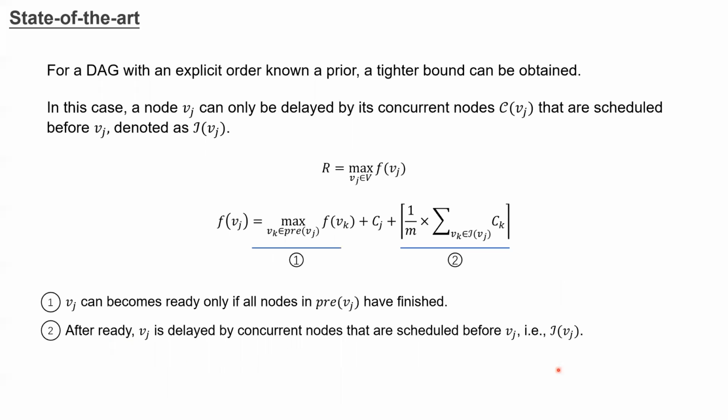Based on the above, we can see that with an explicit order known beforehand, a tighter bound can be obtained. In this case, a node can only be delayed by its concurrent nodes that are scheduled before it. So in this analysis, the worst-case finish time of the DAG is given by the node that finishes latest. For one node, it can start only after all its preceding nodes have finished, and before its execution, it can incur interference from all its concurrent nodes that are scheduled before it.